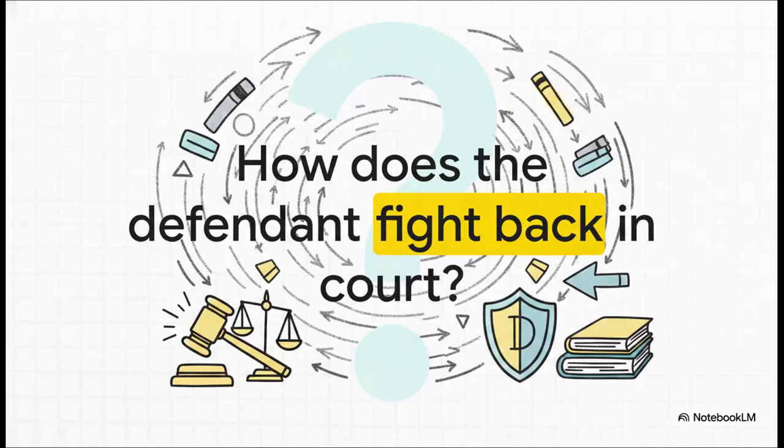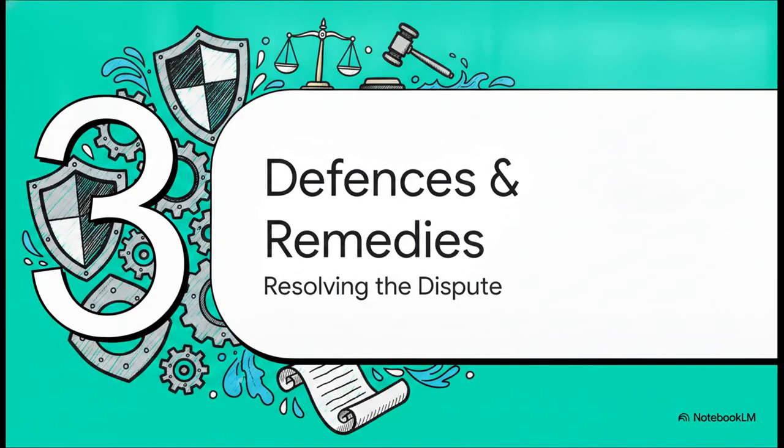All right, so let's say you've successfully argued the interference is unreasonable. How does the defendant fight back, and what power does the court actually have to fix it in that final section of your exam? That brings us to our final section, 3, defenses and legal remedies.